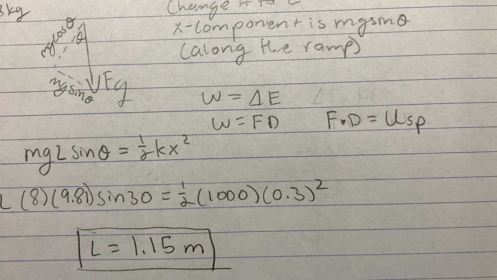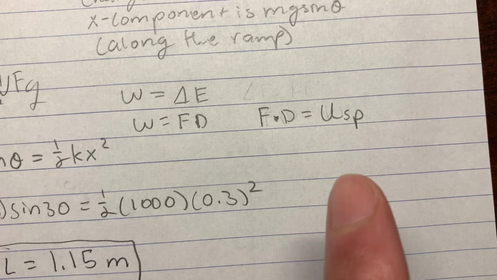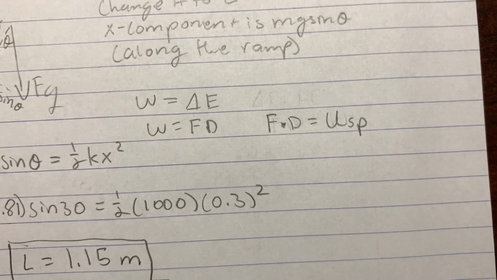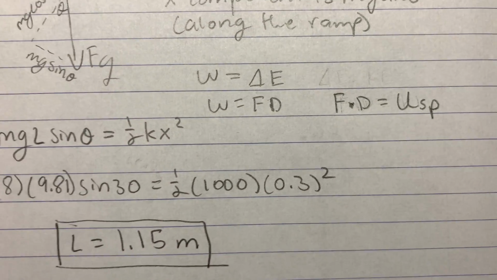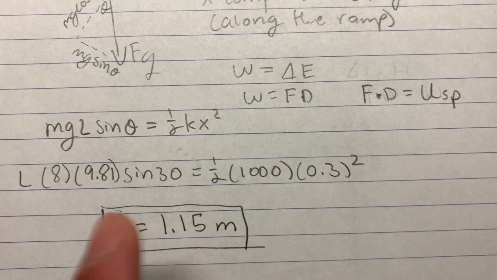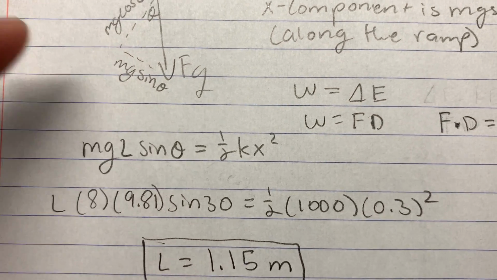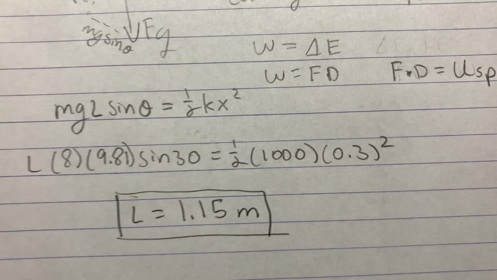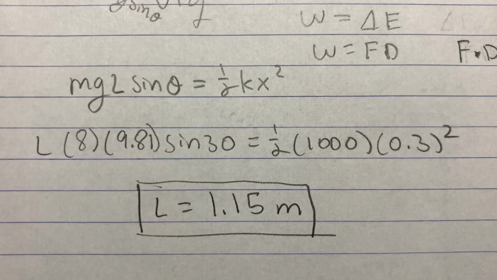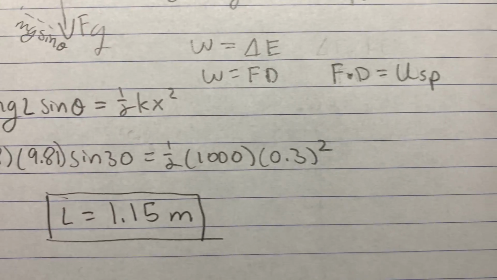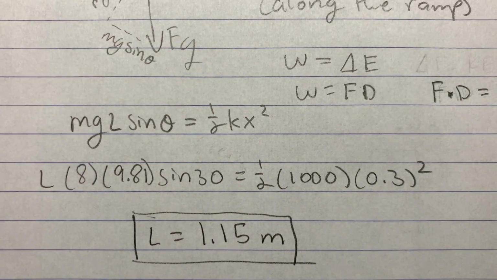And so I'm replacing d with L. It means the same thing. They're both distance along the track. So it would be mg L sine theta, or pretty much the force of gravity in the x direction, along the track, times the distance. Force times distance, mg L sine theta. And that's equivalent to the potential energy of the spring, which is 1/2 kx squared.